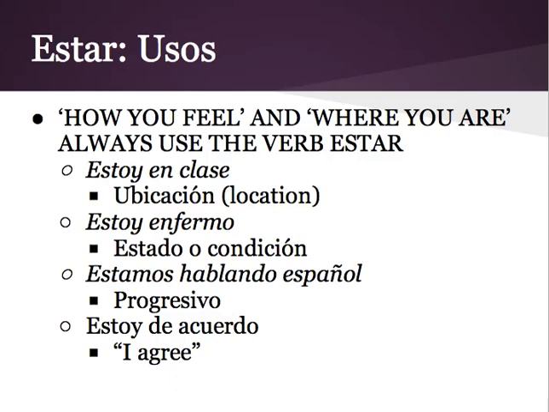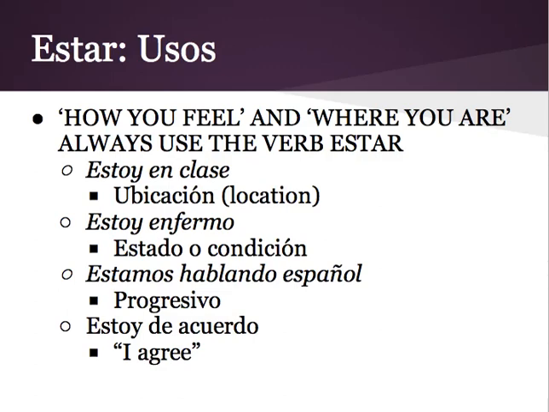So, the first example I'll give you is location, ubicación. If you say estoy en clase, right? I am in class. It's where I am. So you would say estoy en clase. Again, not soy en clase, estoy, because how you feel, where you are, always use the verb estar. Estoy enfermo. Estado o condición, how I'm feeling. Again, how you feel, where you are. Estoy enfermo, it's how I feel.